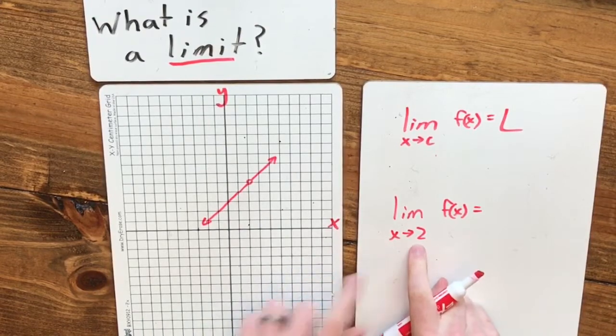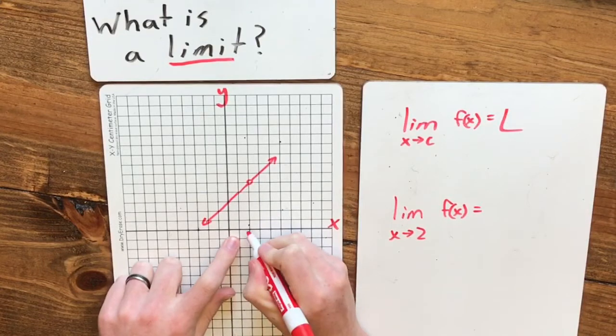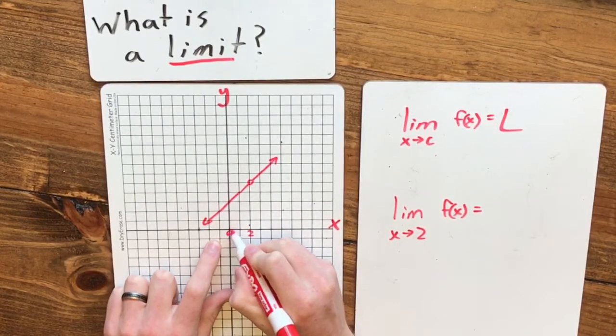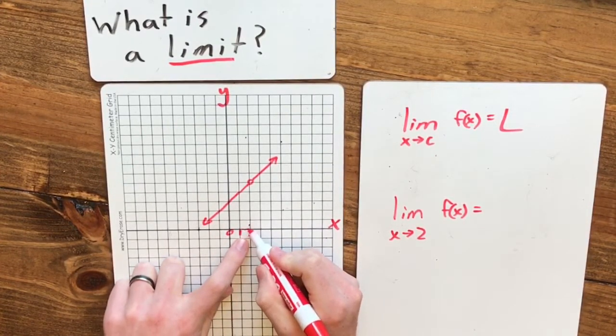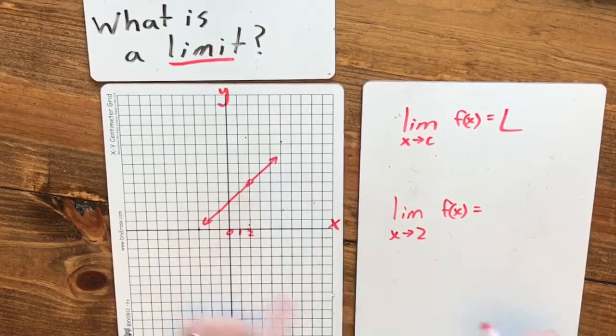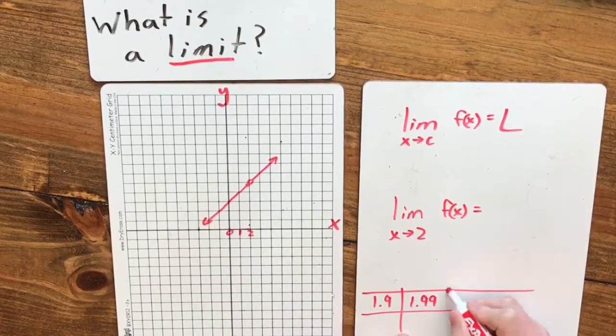Well, as x approaches 2, we're talking about getting closer and closer to this 2 value from numbers less than that. So we've got our 0, we've got our 1, we've got 2. Well, as we get really, really close to 2, what kind of numbers are we getting out? What's going on when we put in a 1.9 or a 1.99 or a 1.999? What are we getting out here?